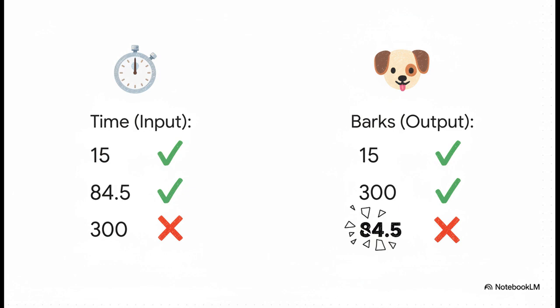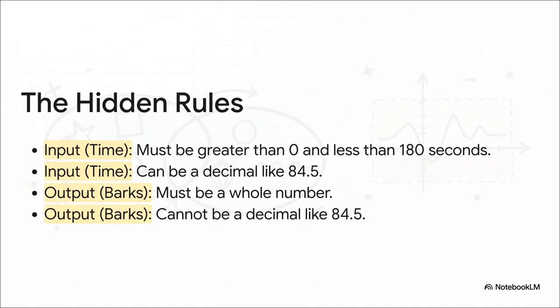So 300 is out. Now, let's switch over to the barks, our output. 15 barks? Makes sense. But 84.5 barks? How does a dog do half a bark? It's just not a thing. So that's impossible. What about 300 barks? I mean, that's a very noisy dog, but yeah, it's technically possible in under 3 minutes. And just like that, we found the hidden rules.